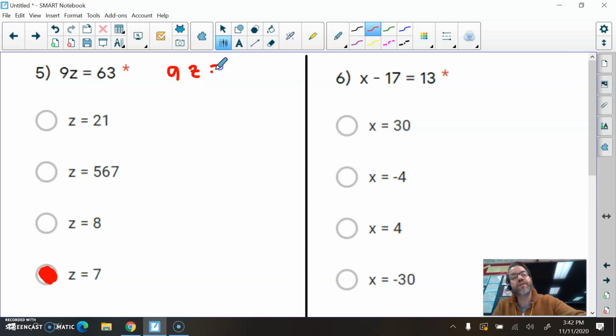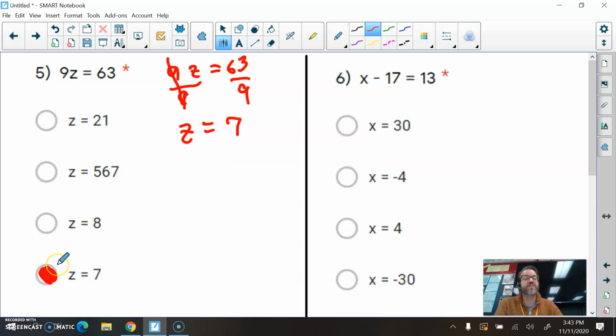9z equals 63. Well, to undo times, we do the inverse operation, which is to divide. I can divide this by 9. If you multiply by 9, then divide by 9, those cancel out. And 9 divided by 9 is 1. 1 times z is just 1z. What will that equal then? Well, if you were dividing the left side of the equation by 9, you'd better divide the right side of the equation by 9 as well. And 63 divided by 9 equals 7. 7 times 9 equals 63. So z equals 7, which is this last answer choice.